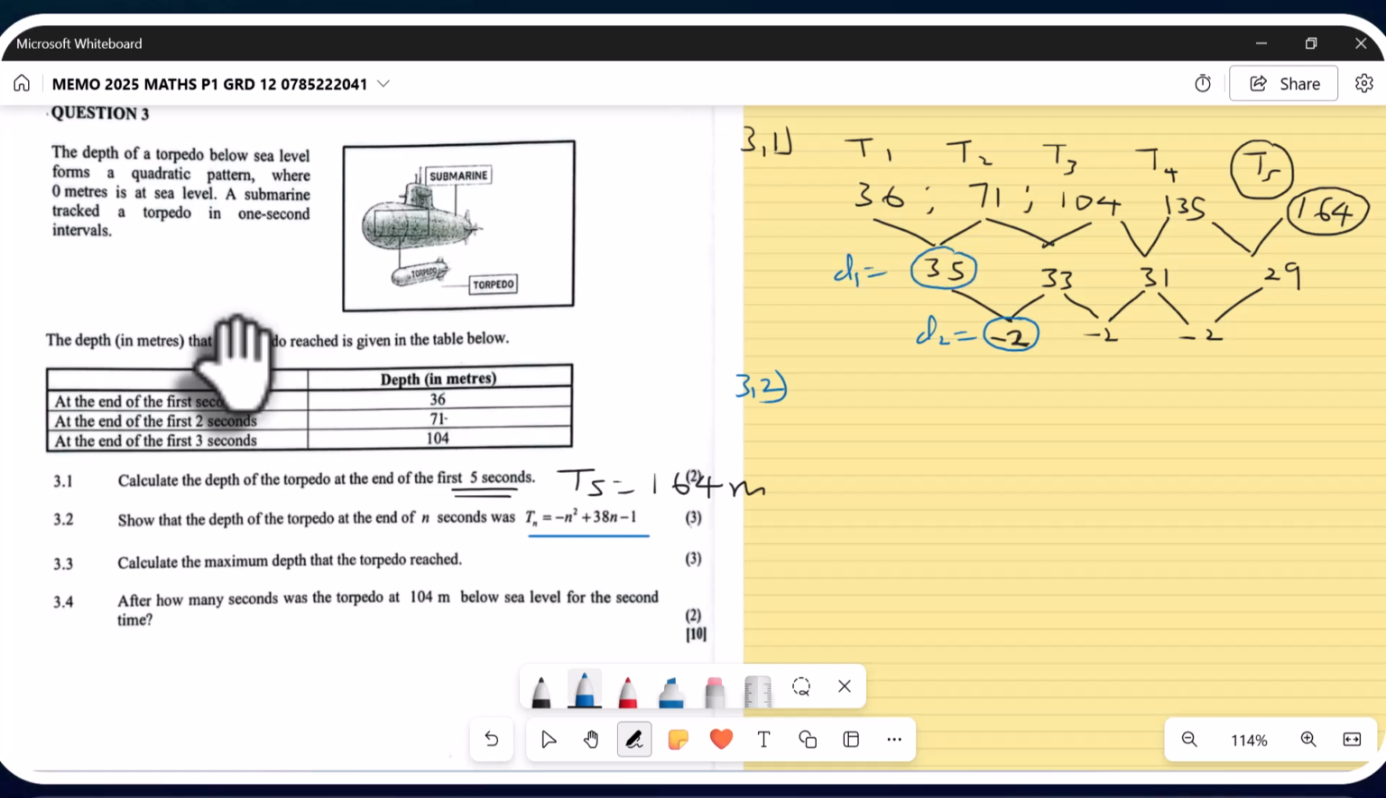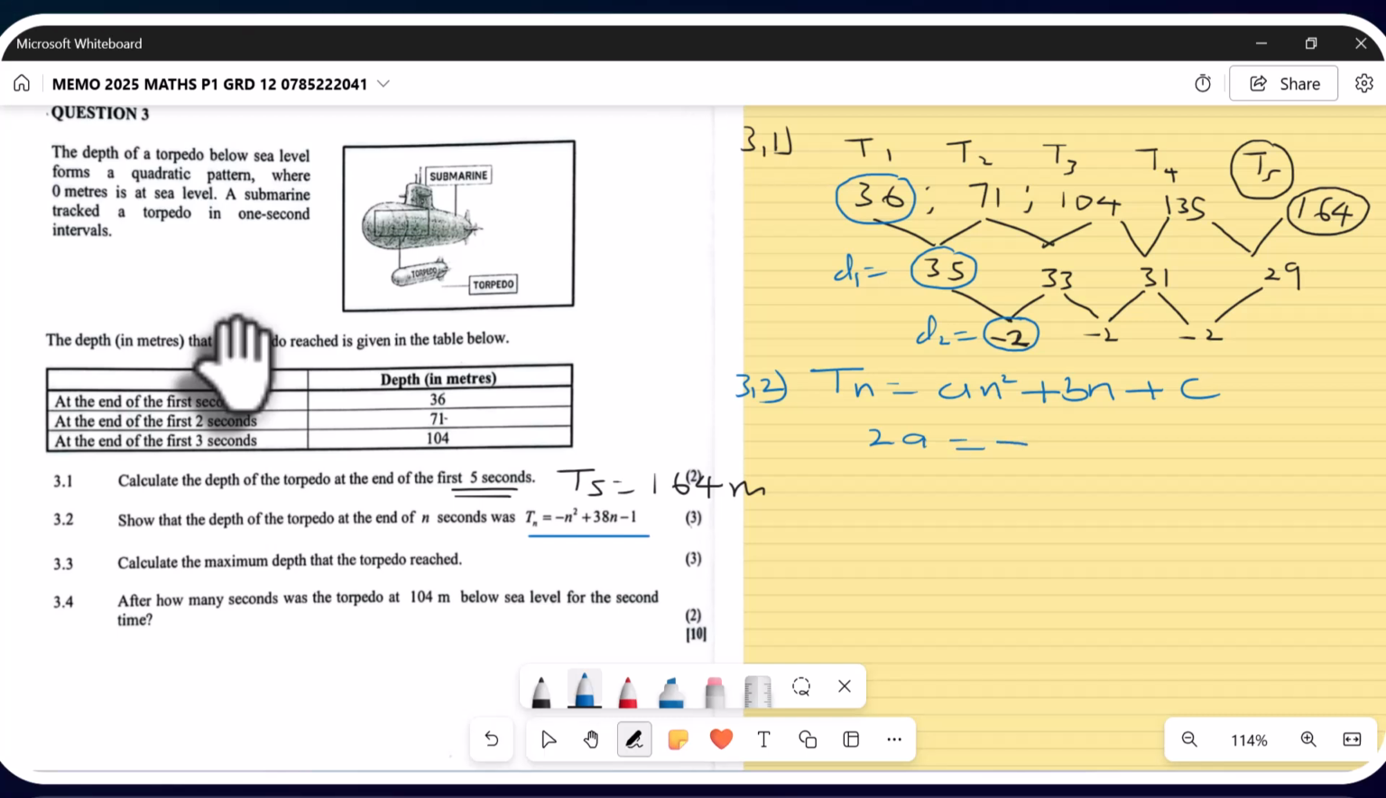Now we know that because it is quadratic, our Tn equals an squared plus bn plus c. So our task is to find a, b, and c. It must be like this. So now remember that being quadratic, twice a gives us the second difference. The 2a gives us what? D2. What's our D2 here? Negative 2. So divide by 2, our a is negative 1.